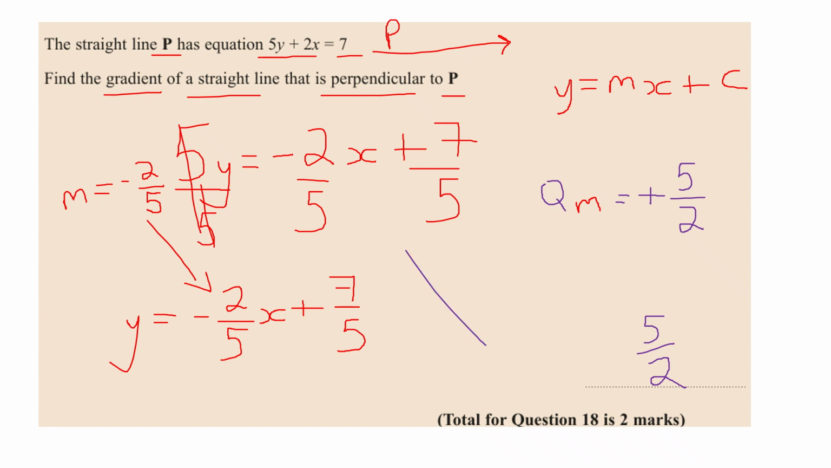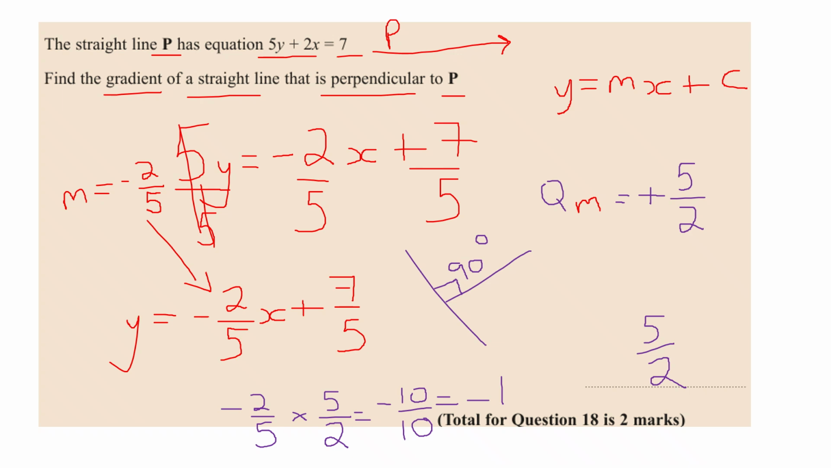Perpendicular just means that the lines meet at a right angle, at 90 degrees, and crucially, their gradients must multiply to make minus 1. If you're unsure, check. Does minus 2 fifths multiplied by positive 5 halves give me minus 1? Yes, it does, because multiplying fractions, I multiply top by top, so minus 2 times 5 makes minus 10, and the bottom 5 times 2 is 10. I have minus 10 over 10, and anything over itself is 1, so this will be minus 1.